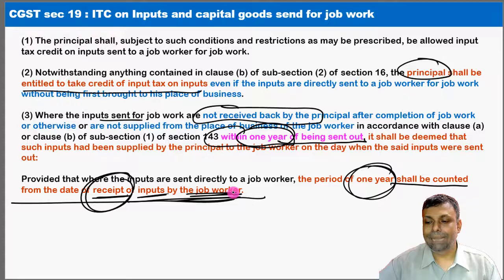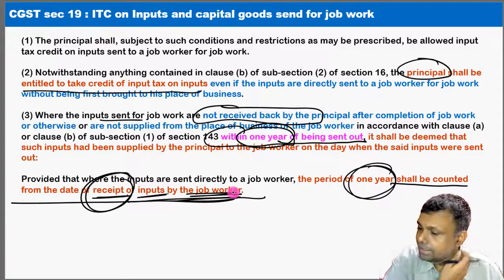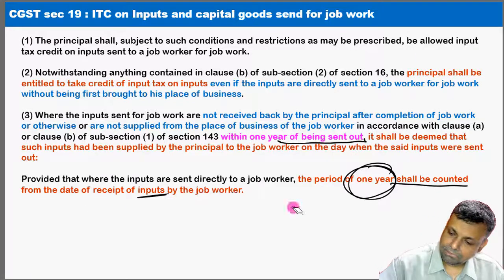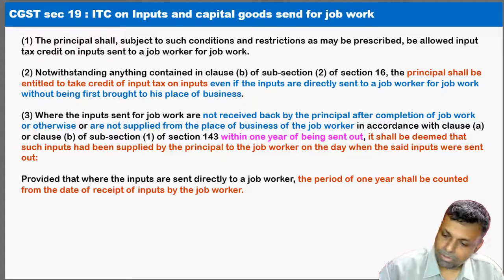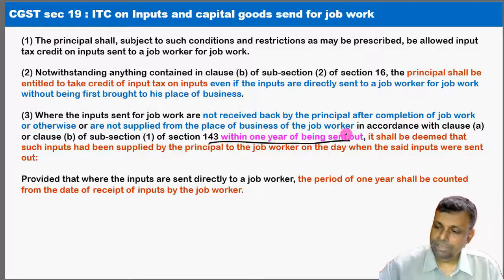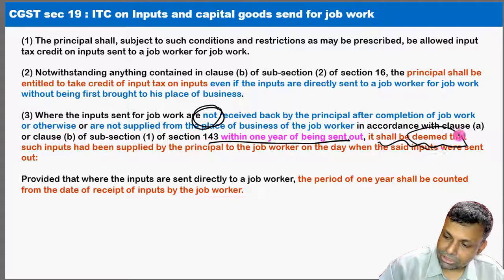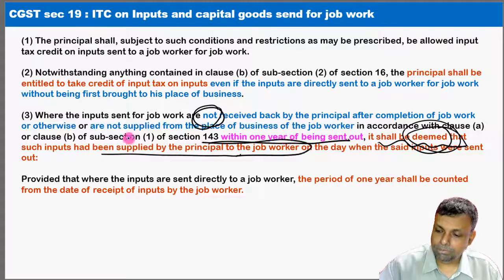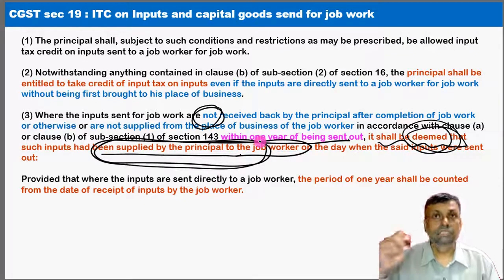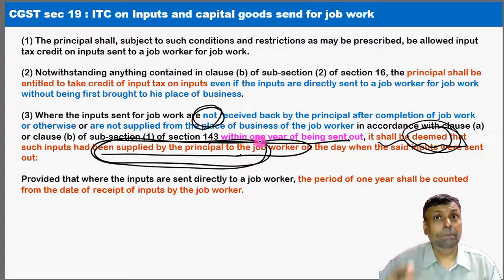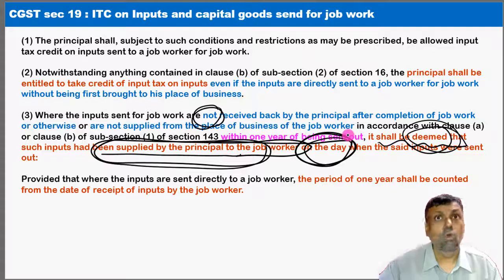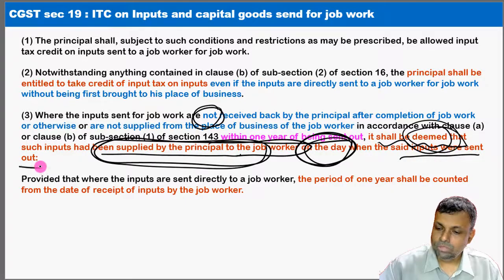Similarly, if it is capital goods, the time limit is 3 years, and if you violate that, it shall be deemed to have been supplied. Now, that particular point I want to bring to your notice. Within 1 year, it shall be returned back. But if it is not returned back, in that case, this is very valuable, it shall be deemed that such inputs are supplied by the principal to the job worker. That means it will create a tax liability. Remember one thing very carefully. This is also a very important point: on the day when the said inputs were sent out.